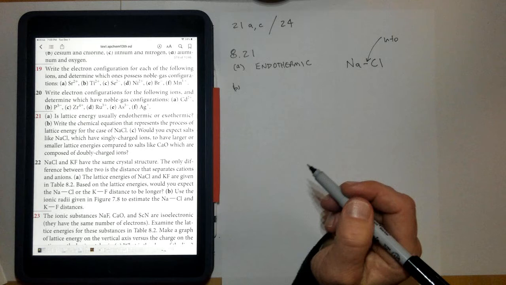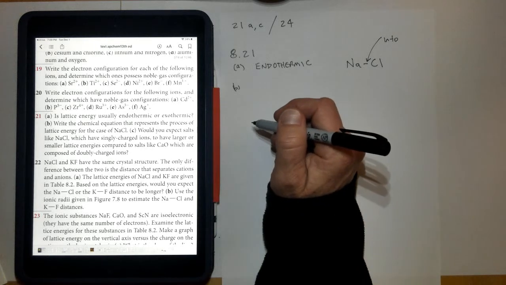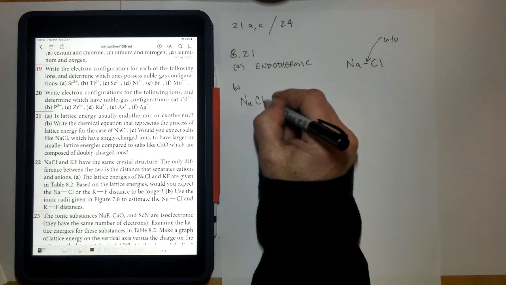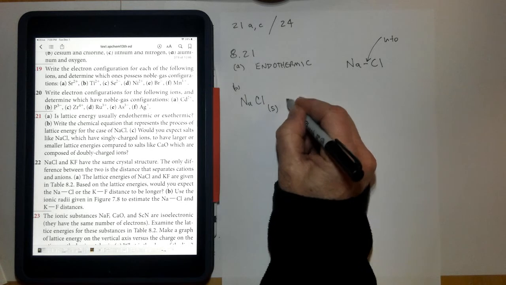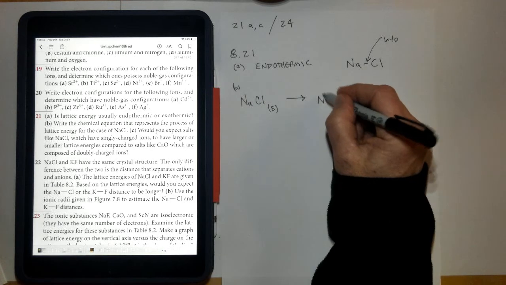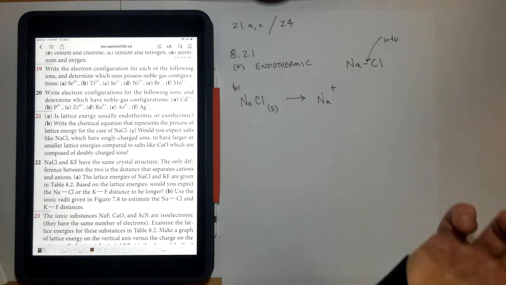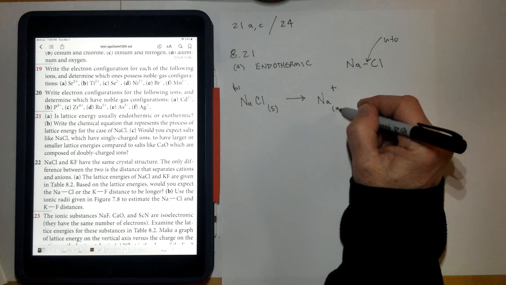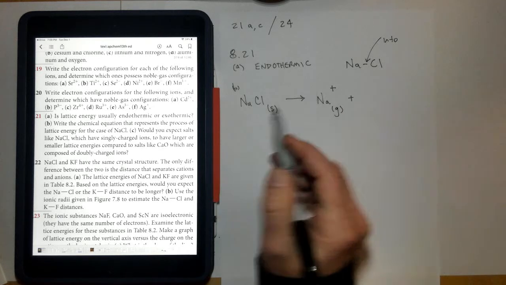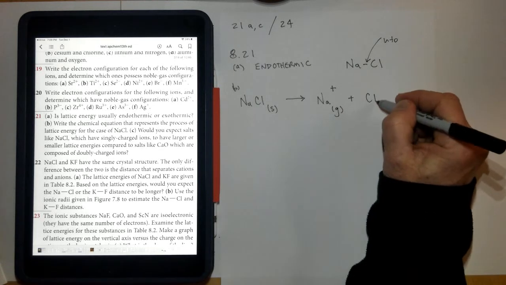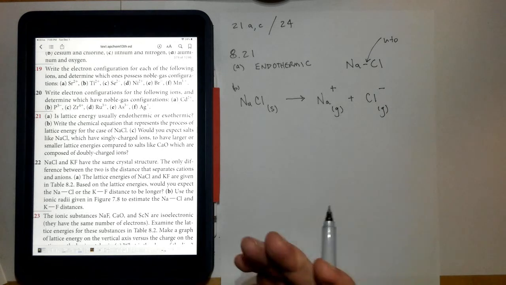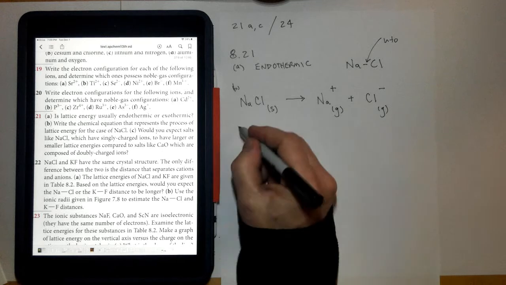Letter B says, write the chemical equation that represents the process of lattice energy for the case of NaCl. So with NaCl, you would take that solid and then you would separate it completely into its gaseous ions, because that's the definition of lattice energy, the energy it takes to separate an ionic substance into its gaseous ions. And so you'd have to put (g) below each one of those, and then you have to make sure that there are ions, positive and negative, like that.